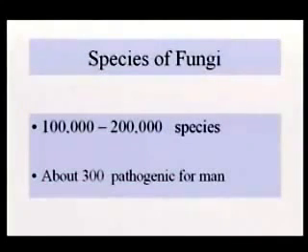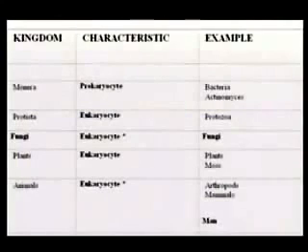It depends on who's counting, but somewhere, anywhere, 100,000, 300,000. You know, in biology, you have some people who lump things together and other people who are splitters. So somewhere between 100, it's a lot of them. But there are about 300 that are pathogenic for man. There are only about 25 that are really important.